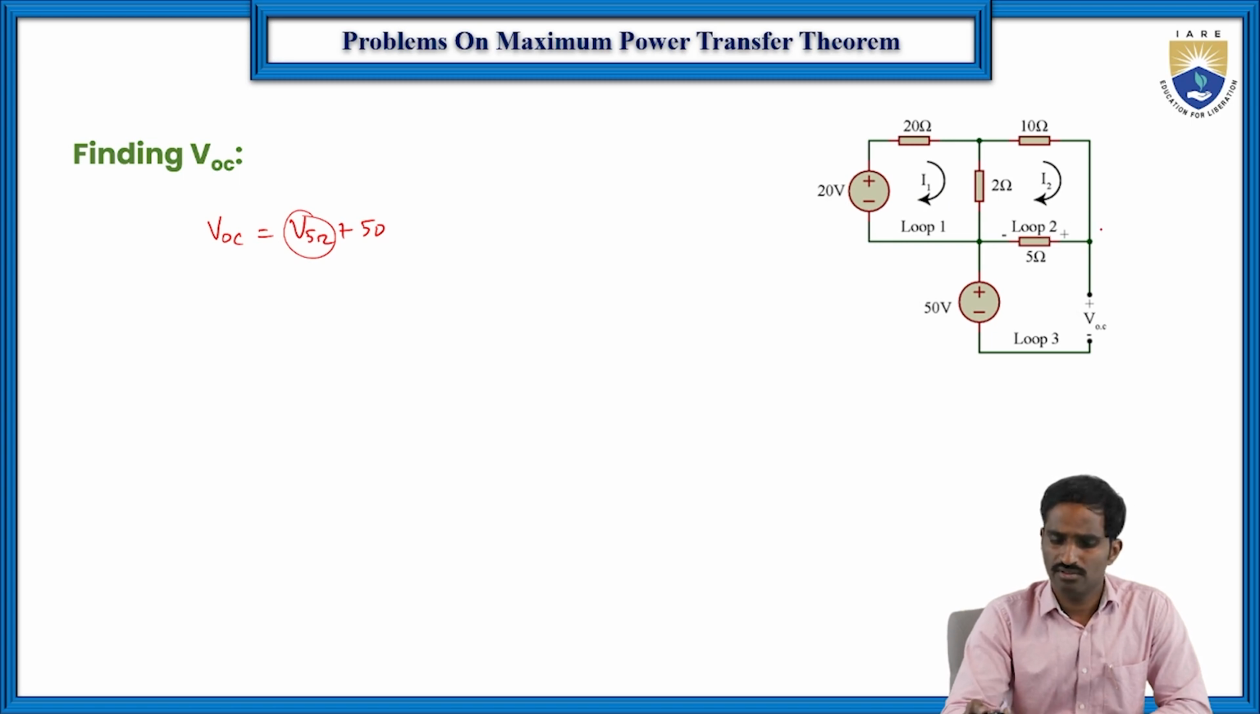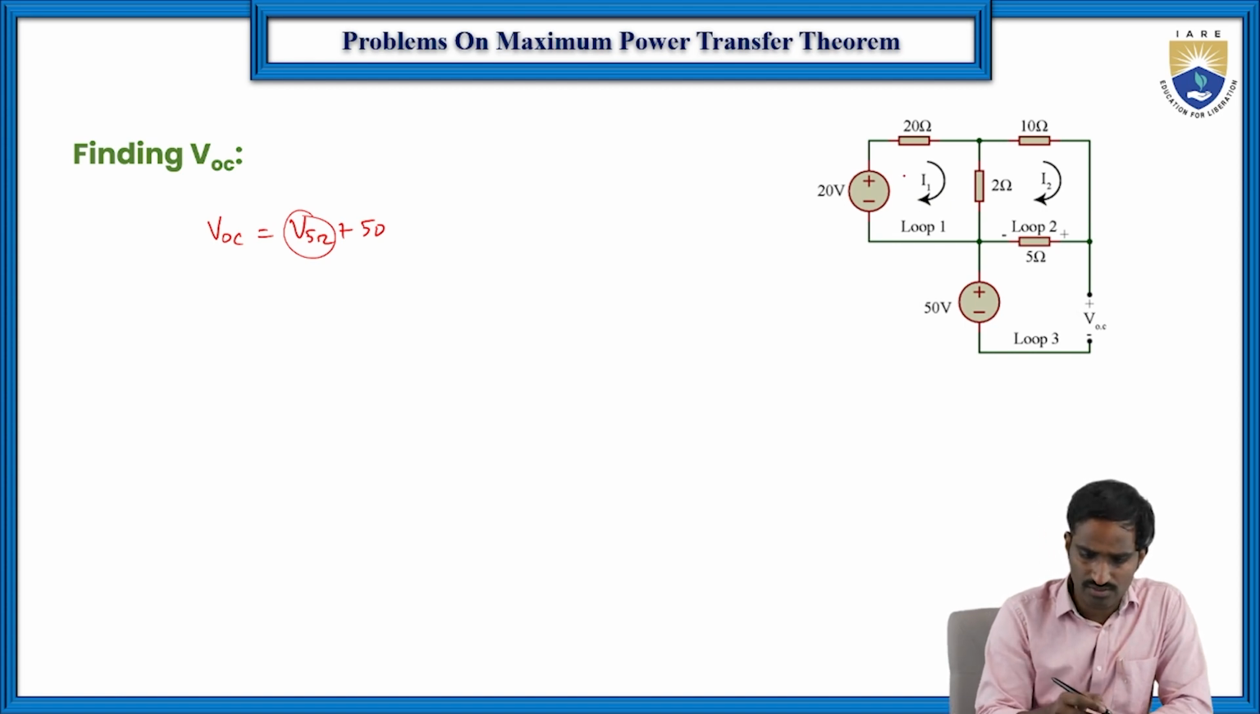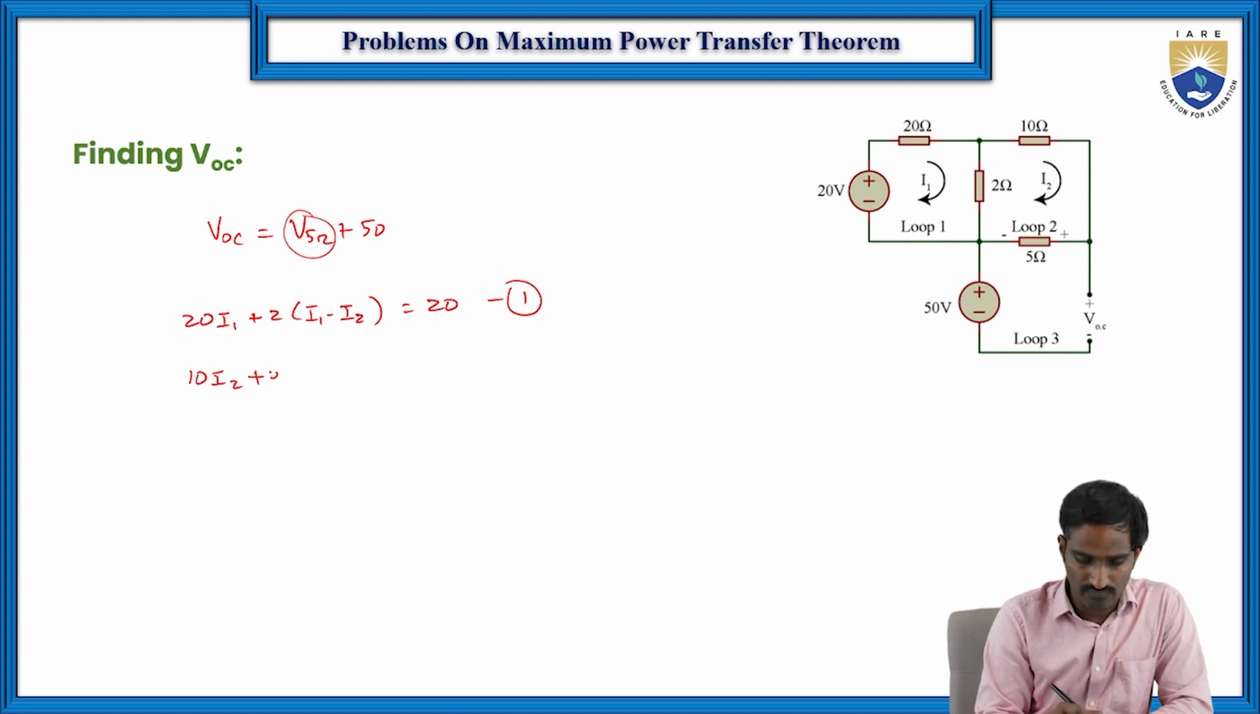For that we need to write the loop equations. From that we can find the currents. The first loop equation is very easy: 20 I1 plus 2 into I1 minus I2 is equal to 20. This is equation number 1. Similarly for loop 2, let us start with 10 I2 plus 5 I2 plus 2 into I2 minus I1 is equal to 0. This is equation number 2.